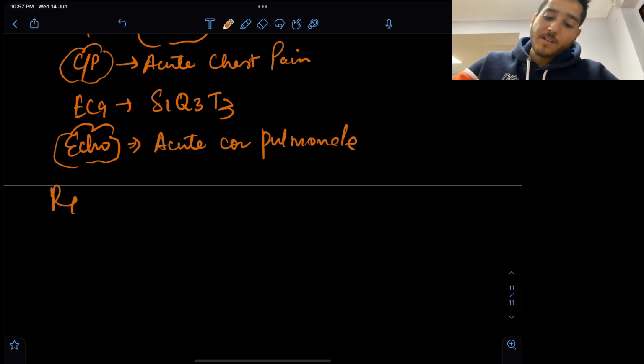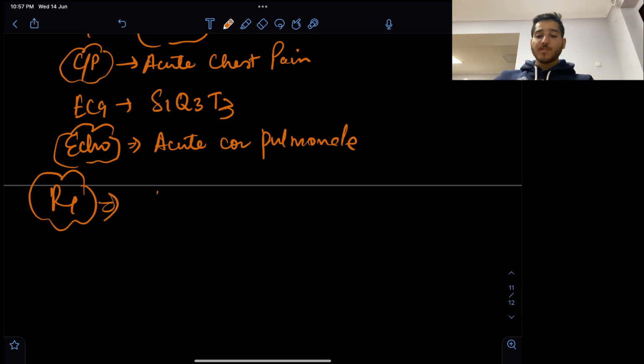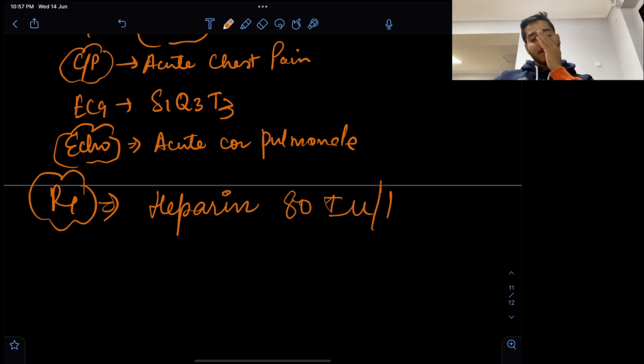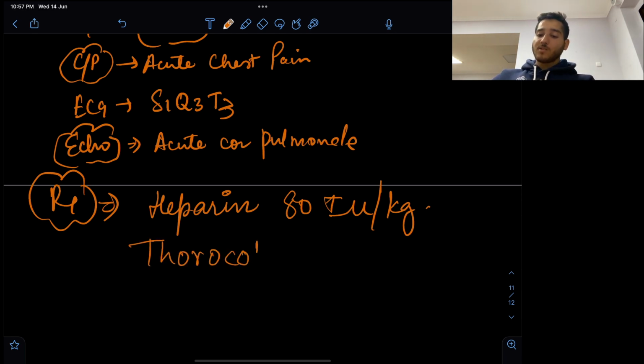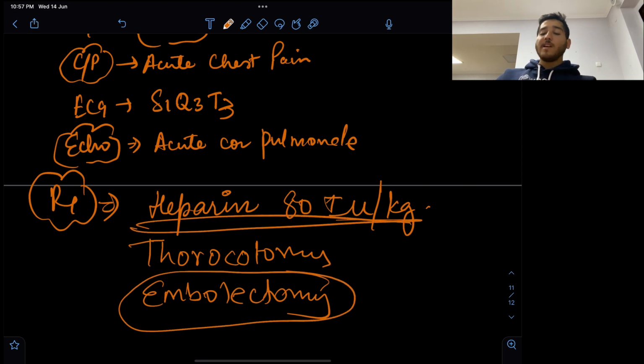For treatment of pulmonary embolism, we usually use heparin, 80 international units per kg. But we can also do thoracotomy, or we can do embolectomy and heparin. See, this treatment depends on the condition of the patient.